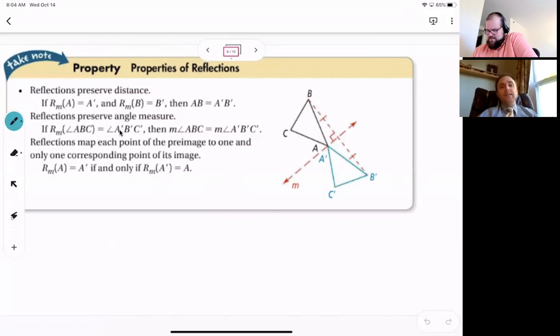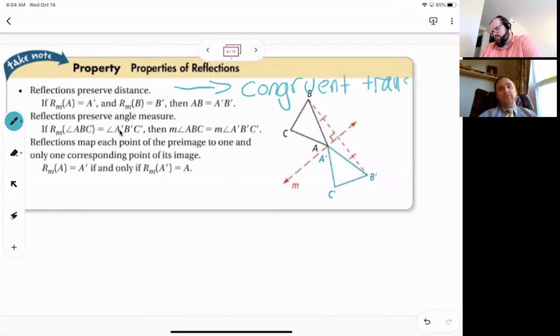All right, so basically all this is saying is if you reflect something, its image is the same size, it's congruent. So you preserve distance, that means the lengths are the same. You preserve angle measure, that means the angles are the same. So that's the congruent thing. If you have a pre-image, its image is congruent after reflection or reflections.